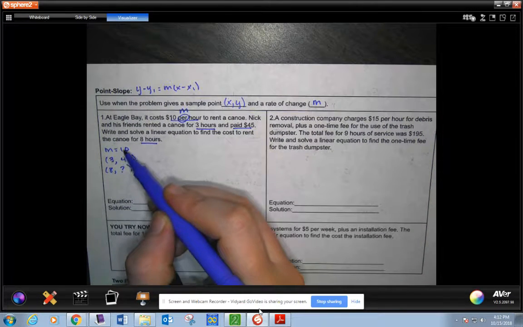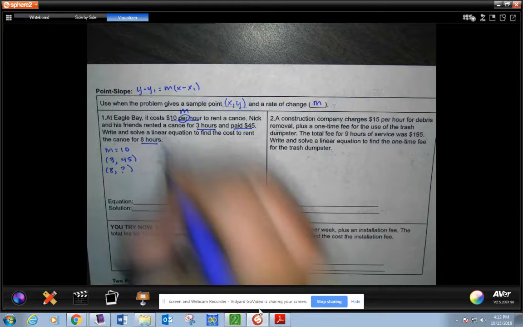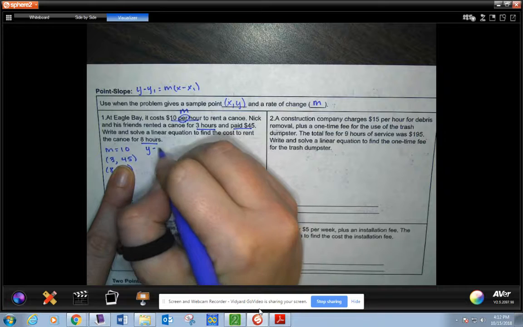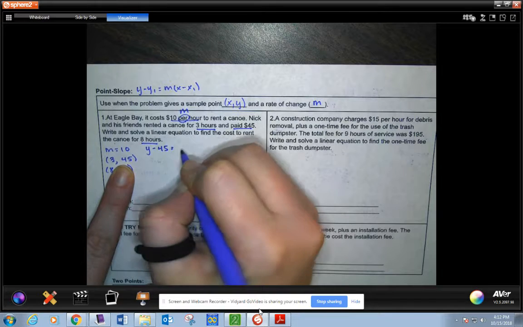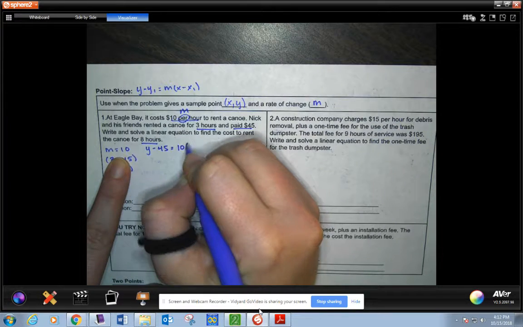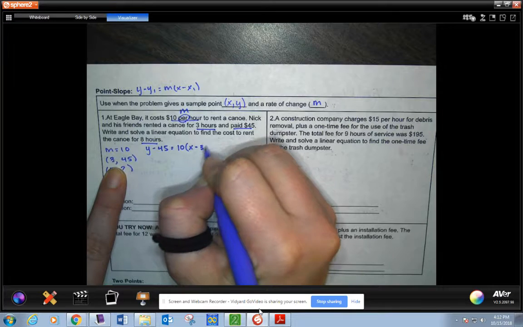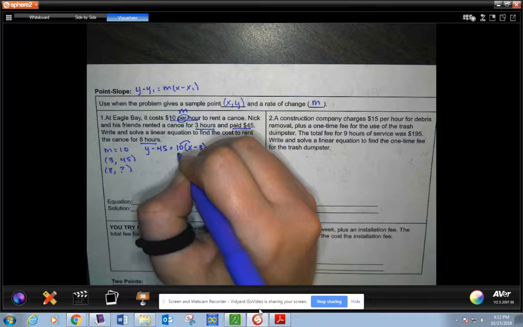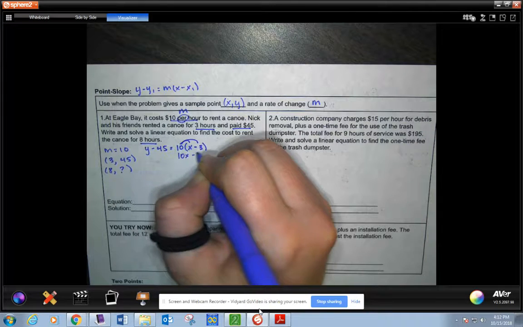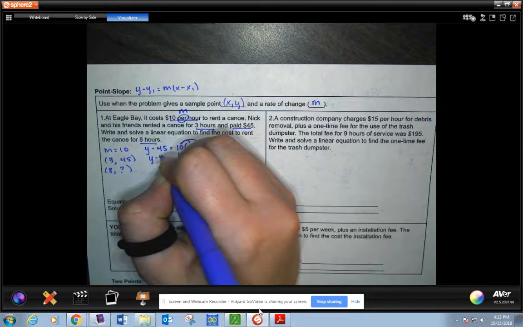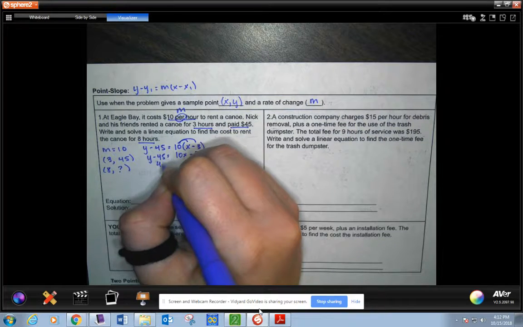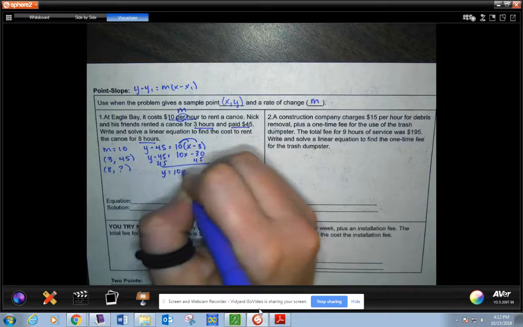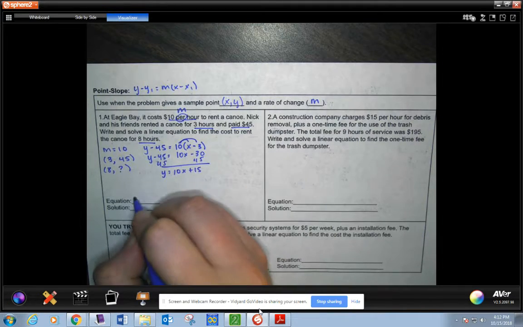Since they gave me a slope and a point, I'm just going to plug into this formula. y minus my y that I know is 45 equals the slope is 10 times x minus, and then I have 3. So now I'm just going to distribute and solve. 10 times x is 10x. 10 times negative 3 is negative 30. Bring down y minus 45. I'm going to add 45, and that gives me y equals 10x plus 15. There's my equation.